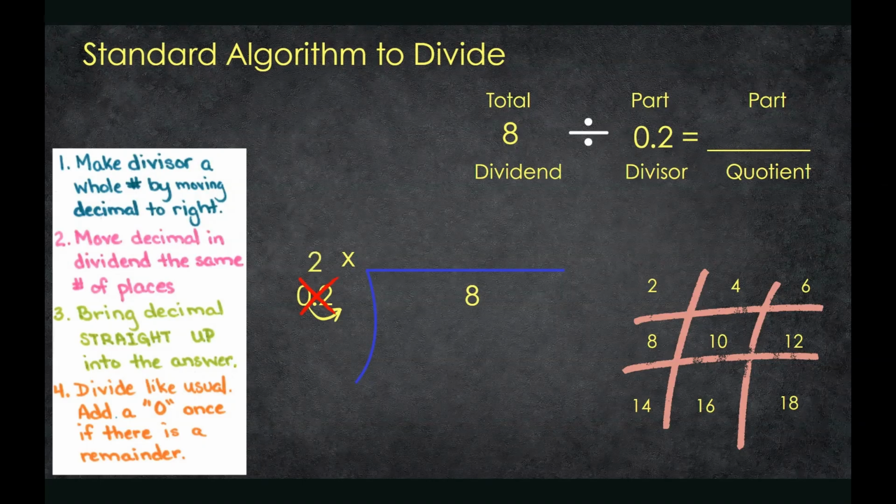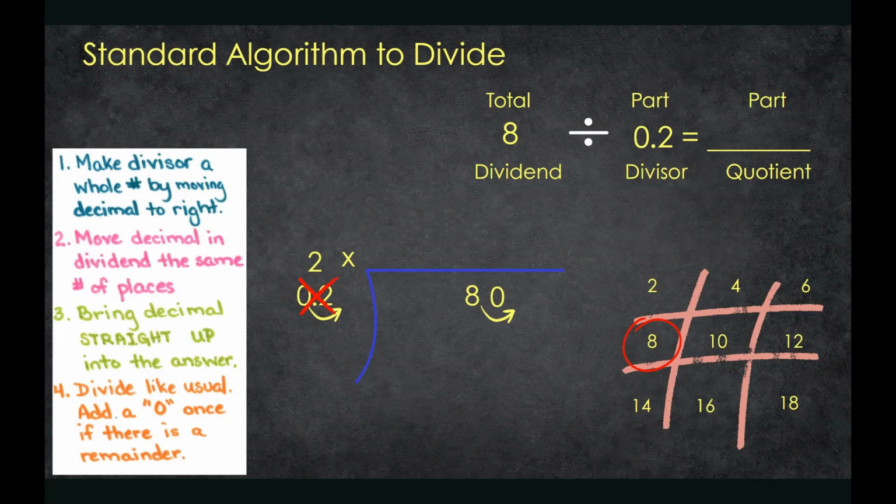If we shift the divisor, we also have to shift the dividend. So we are going to move the decimal in the 8 one place to the right, because we moved it one place to the right in the divisor, and it is now going to be 80. So we are looking at 80 divided by 2. And now we're just going to divide like normal.